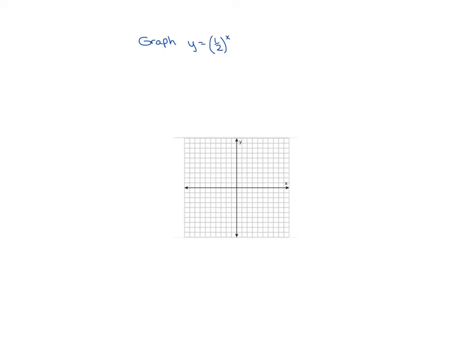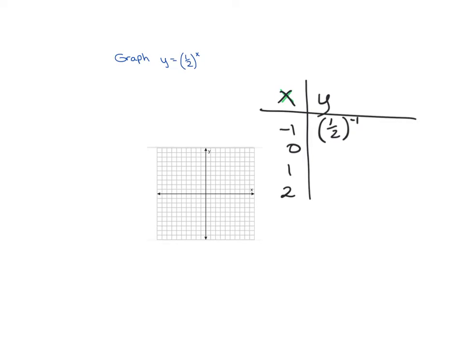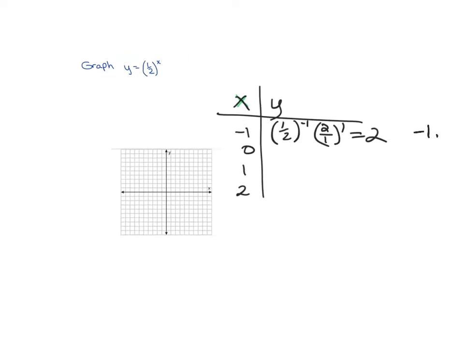So again, let's just do our table of values, and let's see what this graph looks like. Get a different color. So I'm going to do -1, 0, 1, and 2. Now, remember, when you raise a fraction to a negative exponent, think reciprocal here. So then this becomes 2 over 1 to the first power, which is just 2. So then this ordered pair is -1, 2.